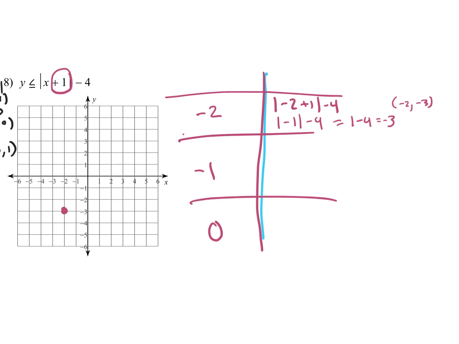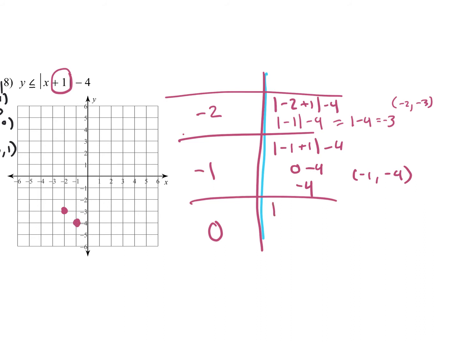Next I plug in negative 1. So I have the absolute value of negative 1 plus 1, minus 4. What's negative 1 plus 1? 0. And 0 minus 4? Negative 4. So I go to the left to negative 1 and down to negative 4.